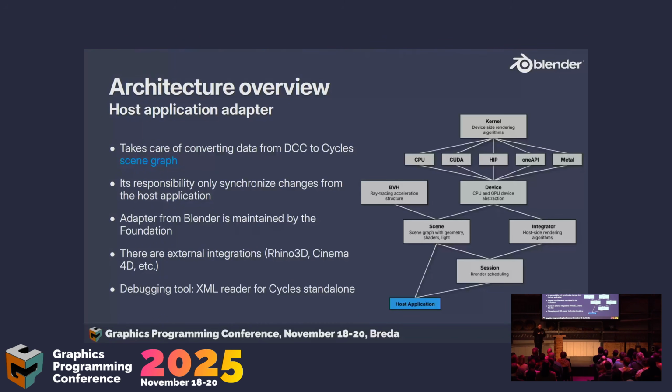So we have, obviously, the adapter from the Blender data structure, which is maintained by the foundation, but there are a couple of external integrations for Rhino 3D and Cinema 4D, and maybe others, which are maintained externally. And we also have a simple adapter from XML files, which basically loads data as is into Cycles directly, which is quite helpful for debugging purposes, especially if you use the Cycles standalone repository and don't compile the entirety of Blender.